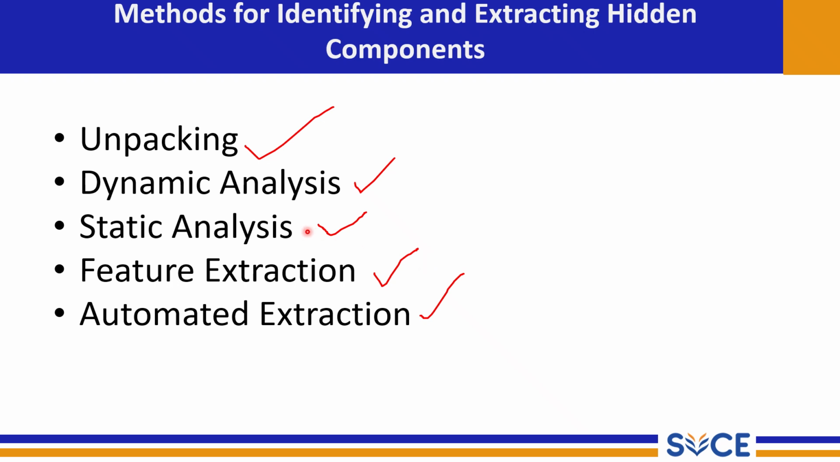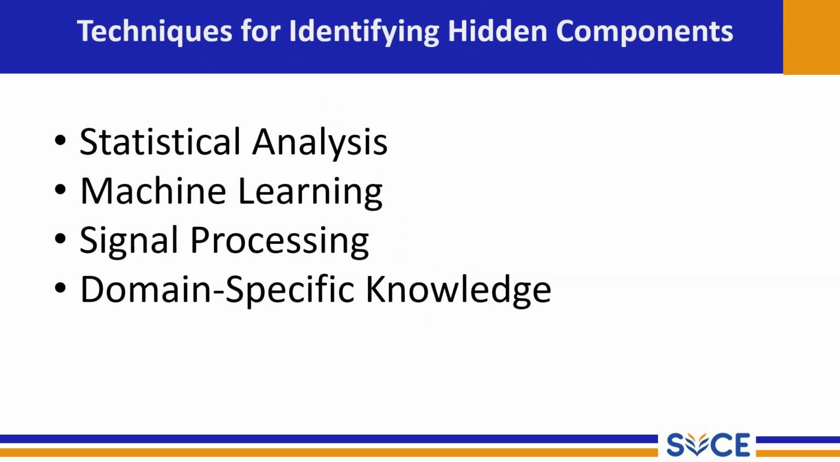Okay, so these are the important methods for identifying and extracting the hidden components. Next one is techniques for identifying the hidden component. First one, statistical analysis. Second one, machine learning. Third one is signal processing. And fourth one is domain specific knowledge. Okay, so let us see one by one.